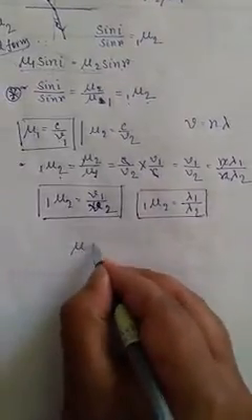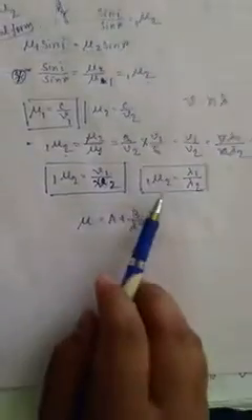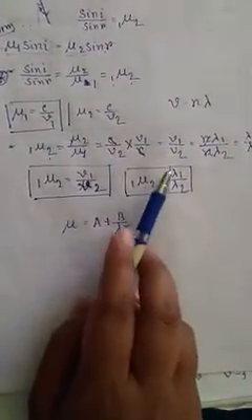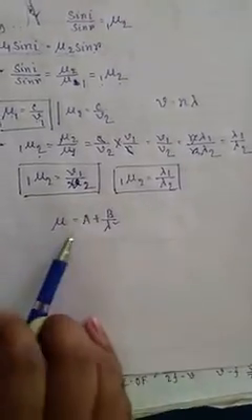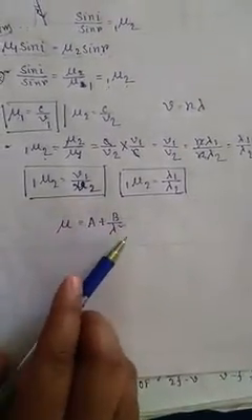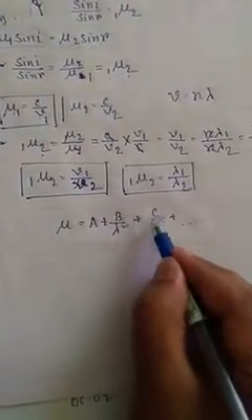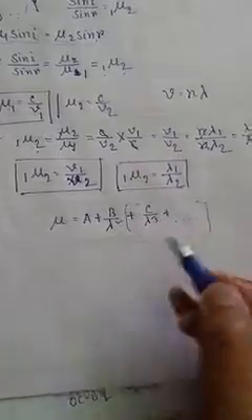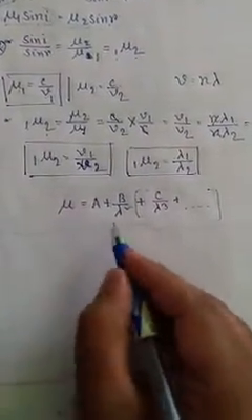Now another relation, mu equal to a plus b by lambda square. Actually this is the relation between refractive index and the wavelength of light in a particular medium. This is not the whole equation; there are more terms like c by lambda cube plus d by lambda to the power 4, but we can ignore these terms. This is not an important equation for our classes.